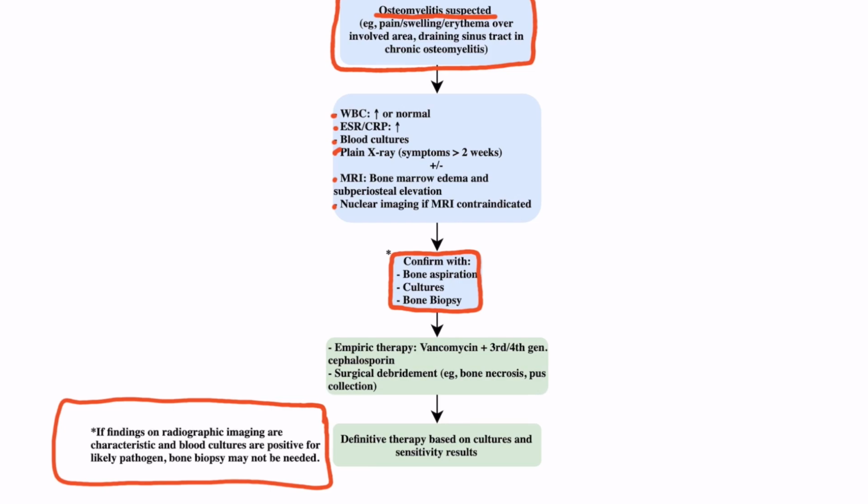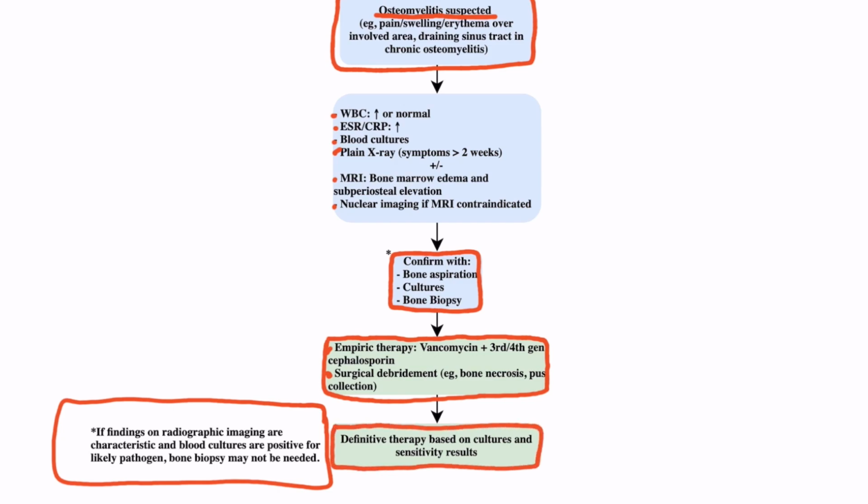The next step is initiating empiric therapy as well as surgical debridement. Surgical debridement is essential in cases of bone marrow necrosis and pus collection. Empiric therapy includes antibiotics effective against methicillin-resistant Staph aureus and gram-negative organisms. Therefore, vancomycin plus a third or fourth generation cephalosporin are usually given. Definitive antimicrobial therapy should be provided when the results of cultures and sensitivity are available.